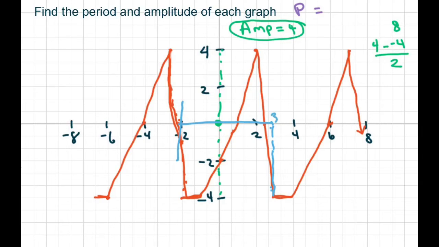You could even see it here from 3 to 8 is kind of where it's repeating. So every 5 is repeating the same pattern. So the period is 5.